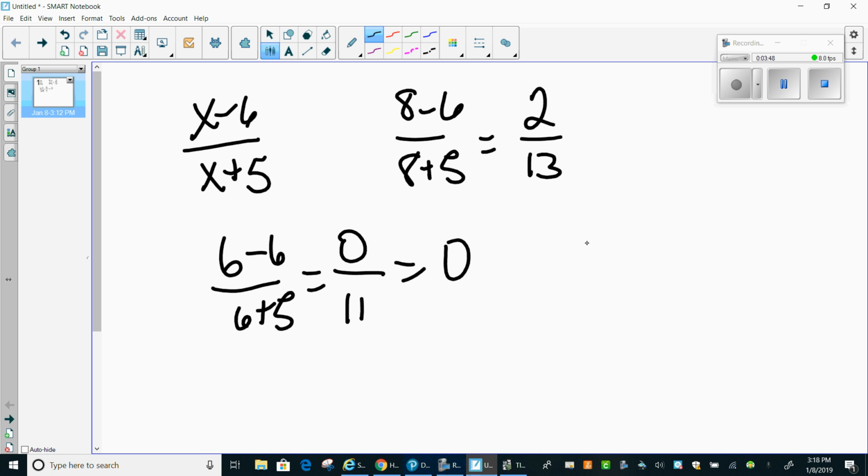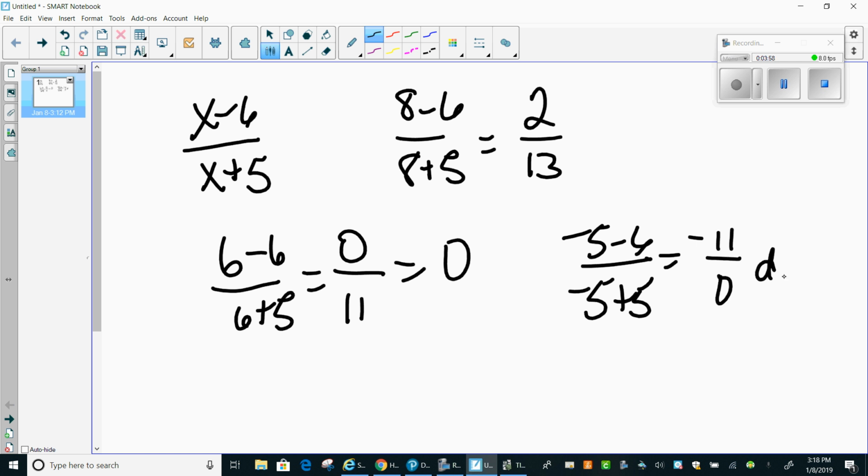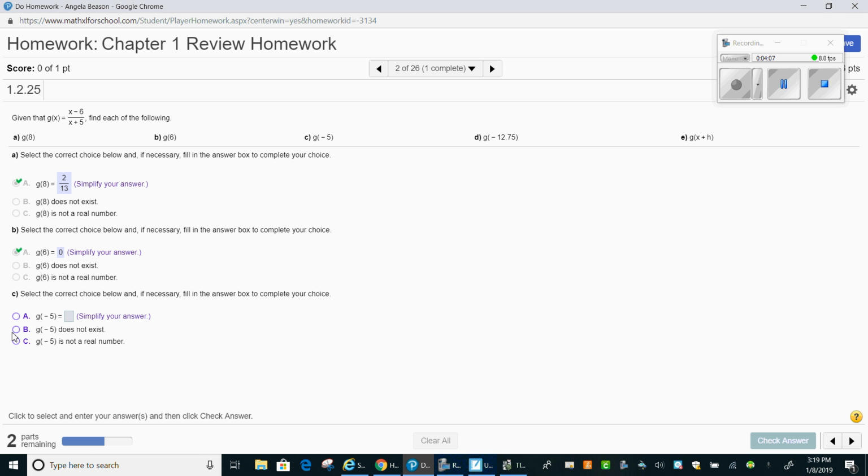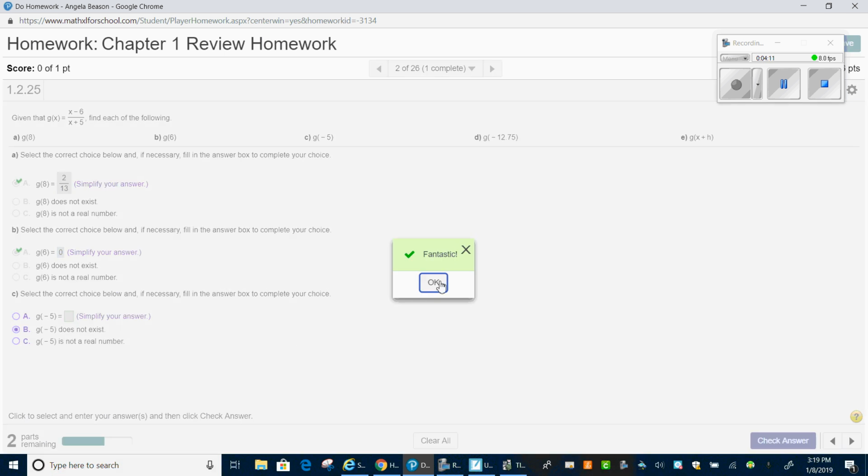The next one is g of -5. On the top, I'm plugging in -5, that's -5 minus 6 on the top. The bottom, I'm plugging in -5, -5 plus 5. So I have -11 over 0, which does not exist. You cannot divide by 0. So my answer for this particular one would be g of -5 does not exist.